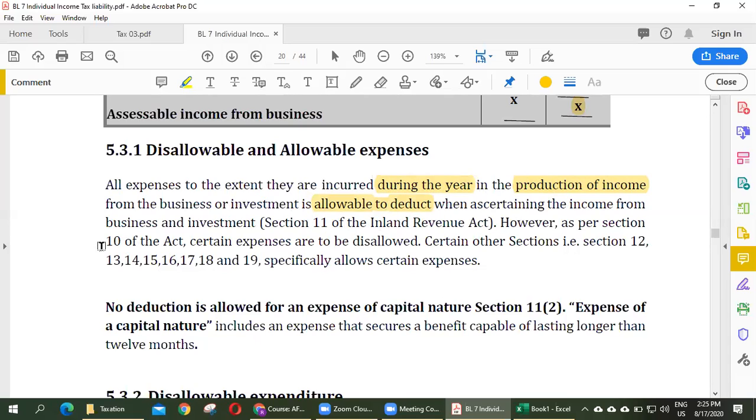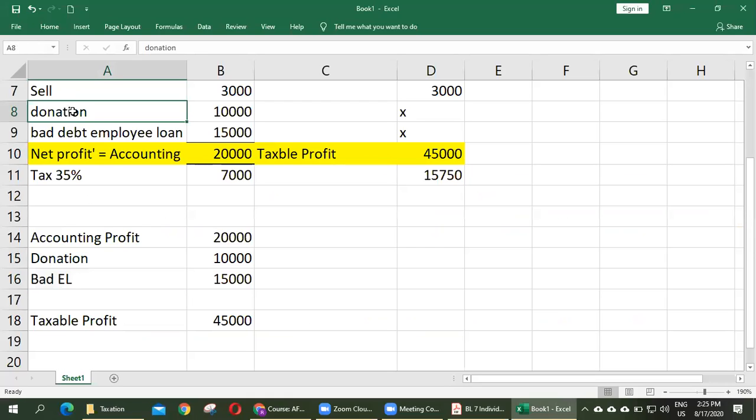However, as per Section 10 of the Act, certain expenses are to be disallowed. Right? Some expenditures are disallowed. As I told you in the example, this donation and the bad debts to employees are not allowable expenditures because these two expenditures do not contribute to making profit. They are not involved in making profit. Therefore, we can't include them as allowable expenditure. So we have to make adjustment for disallowable expenditure.